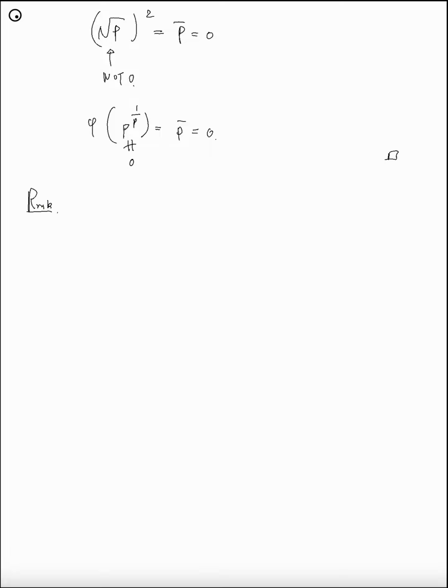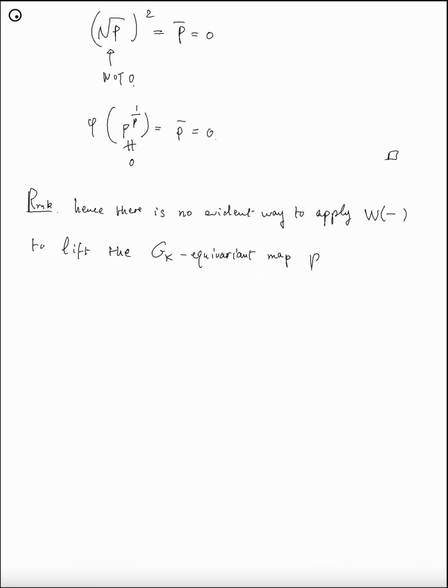So the remark is that hence there is no evident way to apply the Witt vector functor to lift the equivalent map from R to OC quotient by P.